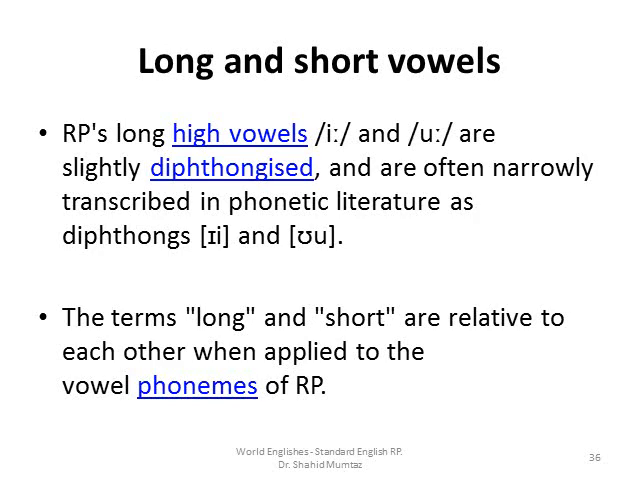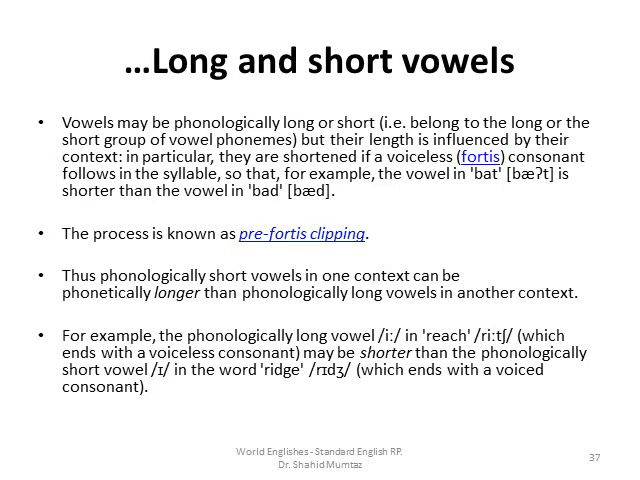So the terms long and short are relative to each other when applied to the vowel phonemes of RP. Vowels may be phonologically long or short. That means that they may belong to the long or the short group of vowel phonemes, but their length is influenced by their context. Okay? Their length is dependent on their context.